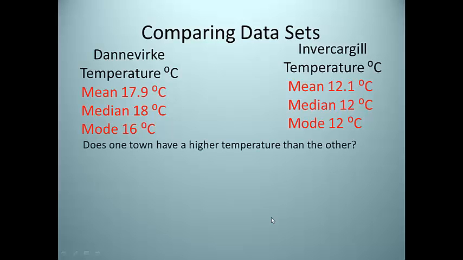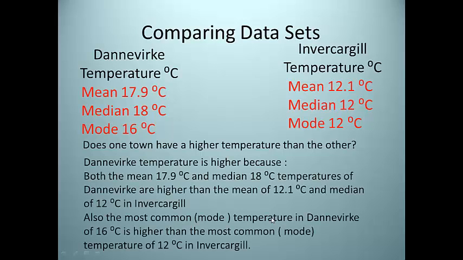And here's the question: does one town have a higher temperature than the other? Now, when you look at that data, you can see that all 3 of the statistical measures are higher for Dannevirke than they are for Invercargill. So the answer is probably, yes, it does have a higher temperature, but it's not sufficient to say that. And also, we're not looking for reasons like the sun shines more. We're just looking for the mathematical reasons.